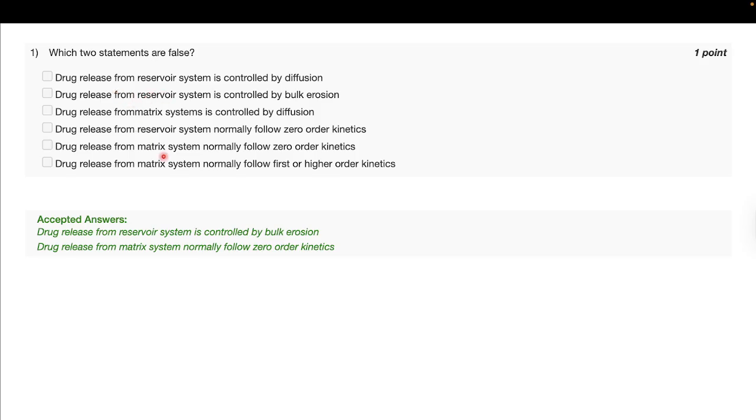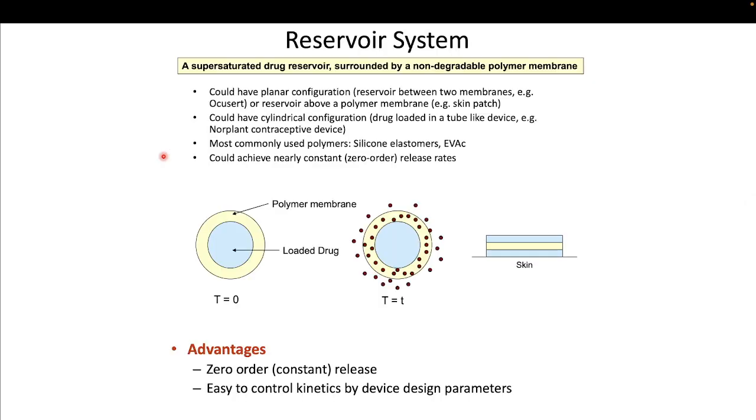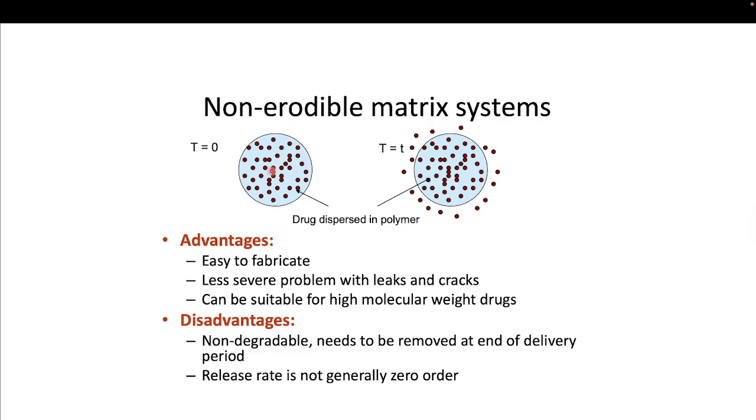Next is your matrix system. So this is about reservoir system, right? So this is how a matrix system looks like. It's nothing but your drug is dispersed all over in this polymer, and with time, so it's a non-erodible matrix system. It could be an erodible matrix system also. So because of this porous polymer, your drug will then be diffused out.